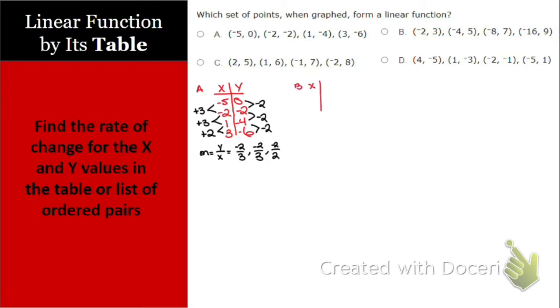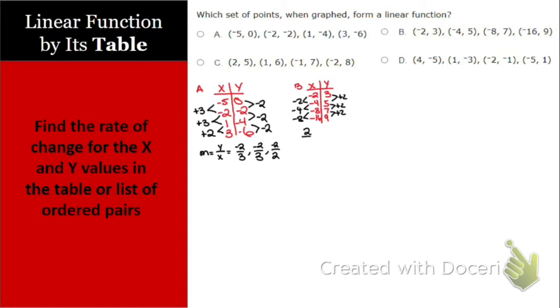Make our t-chart. In B we have (-2, 3), (-4, 5), (-8, 7), and (-16, 9). So we got to do that same process. From -2 to -4 is a change of -2, -4 to -8 is going to be -4. From -8 to -16 is a decrease of 8. We went from 3 to 5 plus 2, 5 to 7 plus 2, and 7 to 9 was a plus 2.